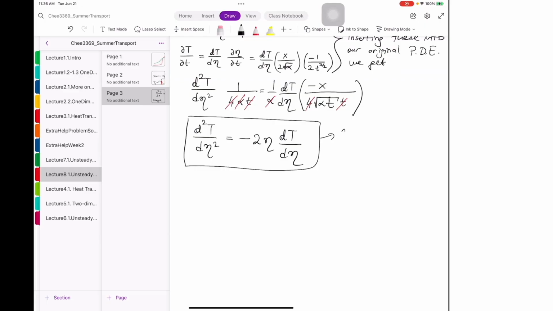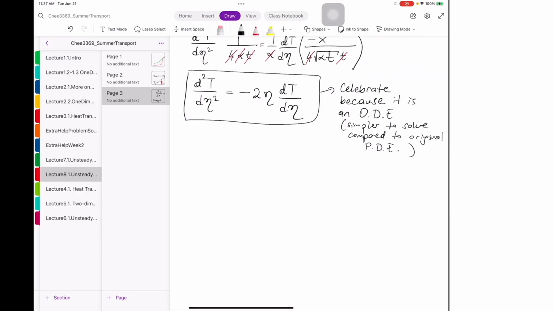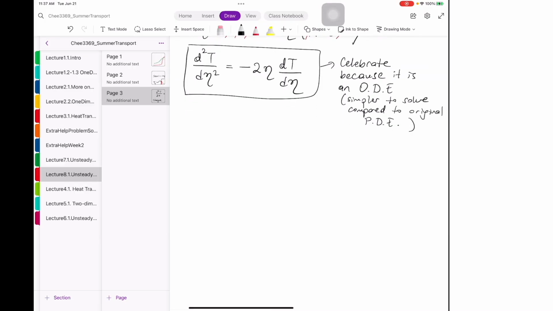We can celebrate it because it is an ordinary differential equation, which is simpler to solve compared to the original partial differential equation, right? And I need the boundary conditions for this.